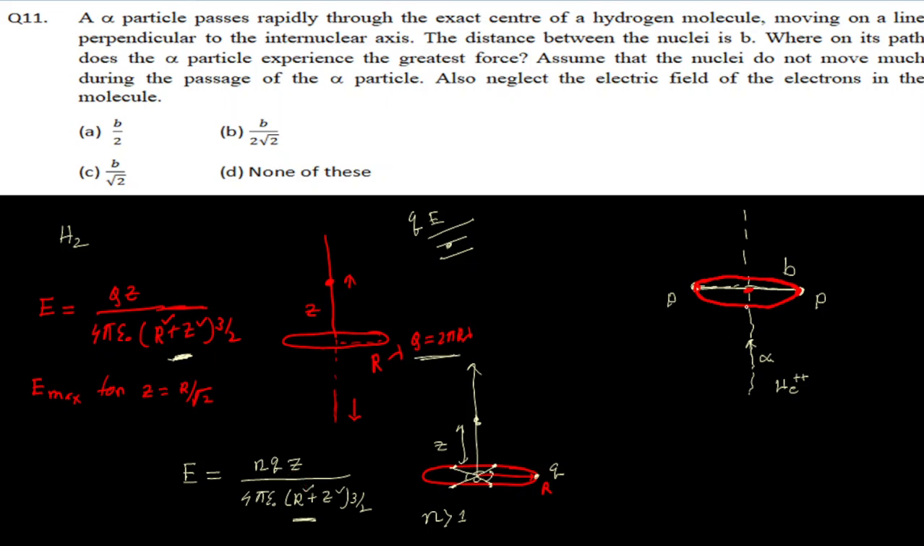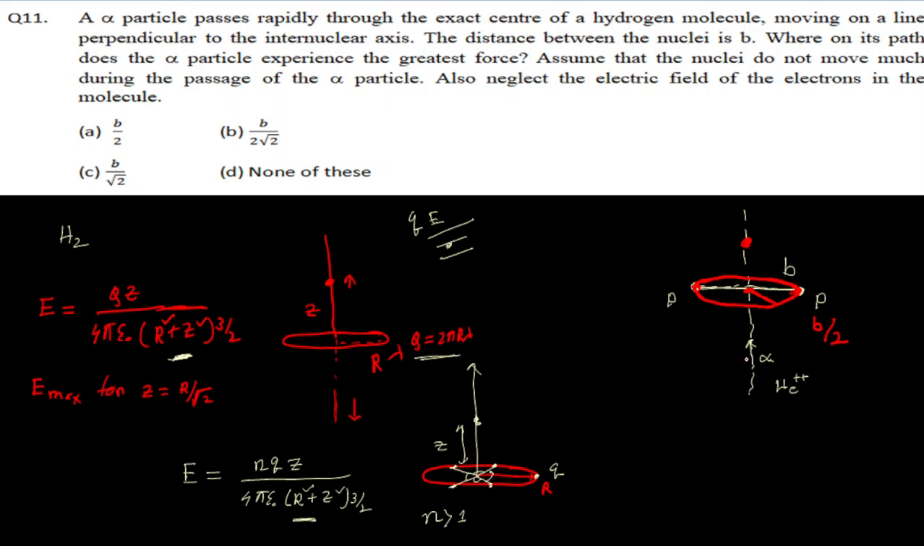So at what point on the axis will the electric field be maximum? The value of z will be 1 by root 2 times the radius of the loop. But in this case, what will be the radius of this circular loop? In the question it is written that the internucleus distance is b, that is, the distance between these two nuclei is b. So then what will be the radius of this loop? Radius will be b by 2.